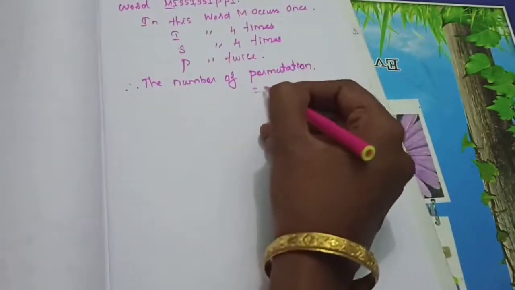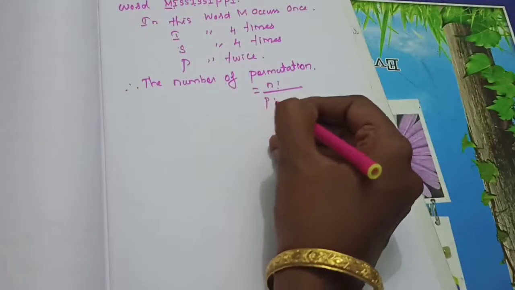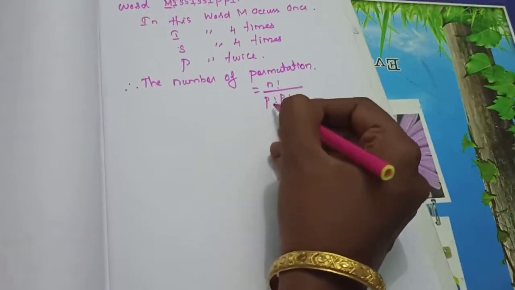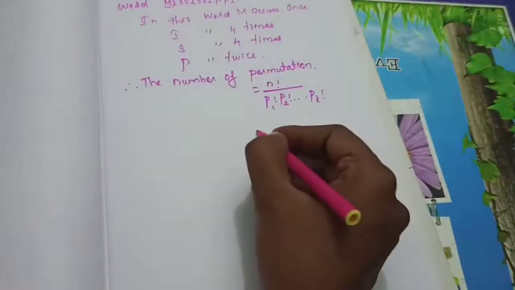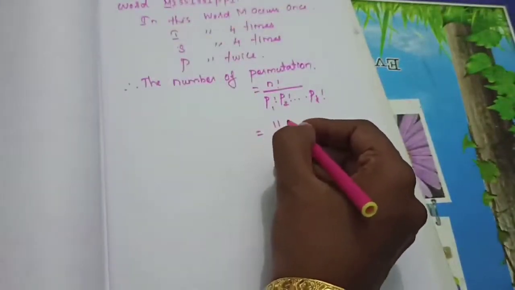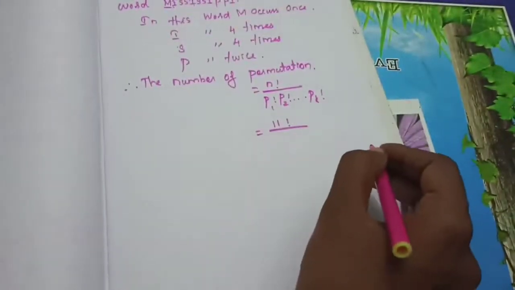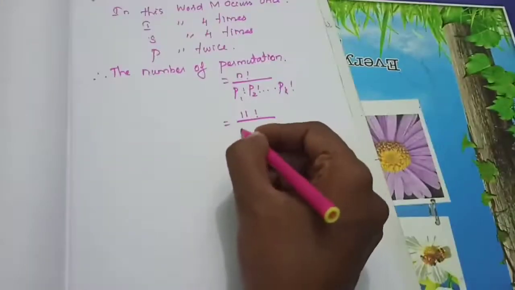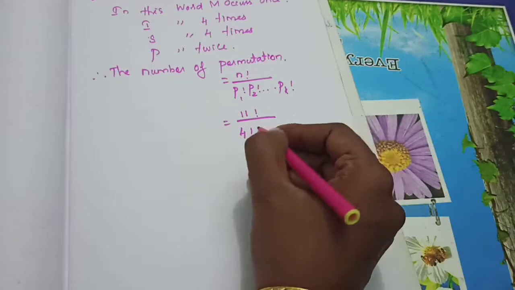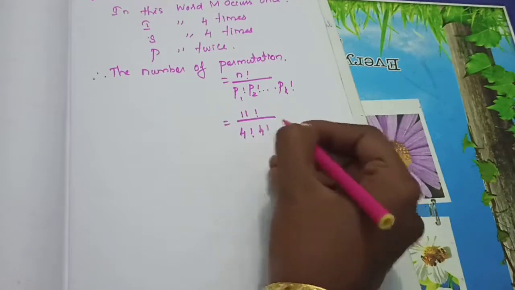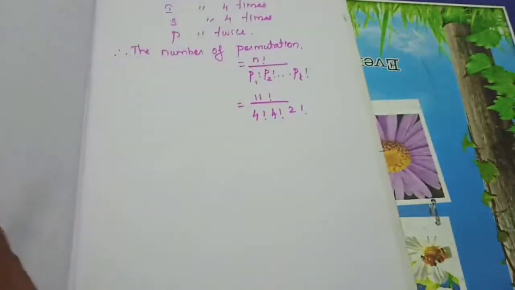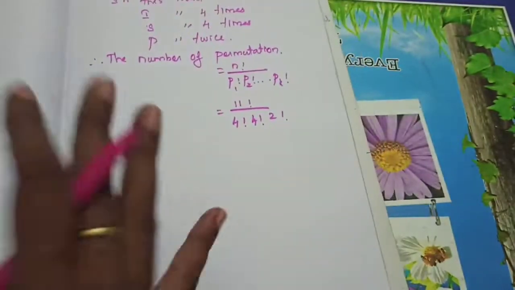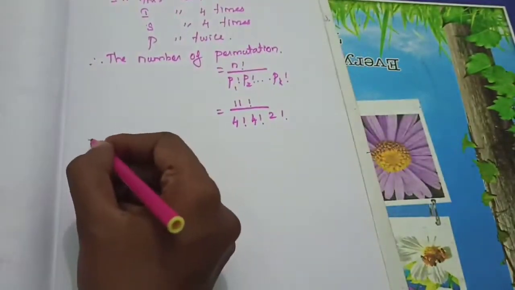What's the formula? I said already, n factorial divided by p1 factorial, p2 factorial, etc., pk factorial. You can use that. So n is totally 11, is it right? So 11 factorial divided by, M occurs once, is it right? So 1 factorial only. Then I occurs 4 factorial. Then S occurs 4 times, that is 4 factorial. P is 2 times. Okay. So you can simplify this, otherwise you can leave as it is, enough.